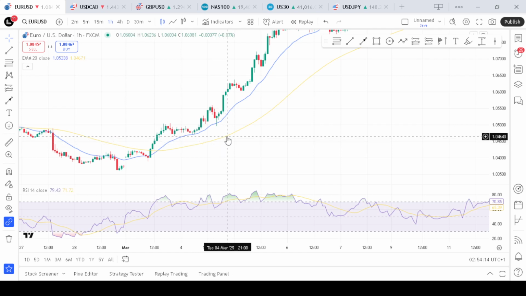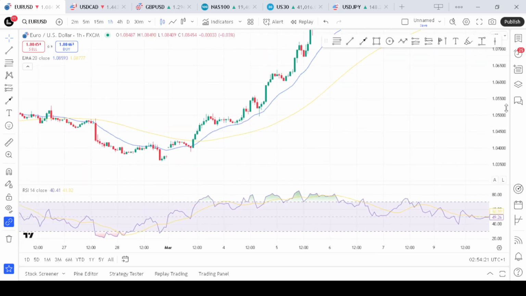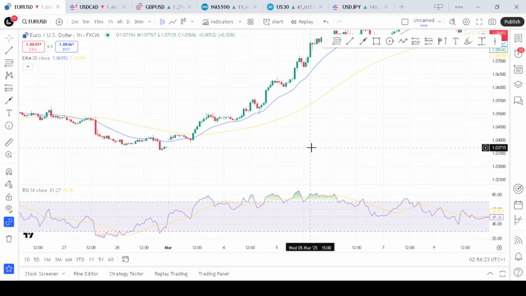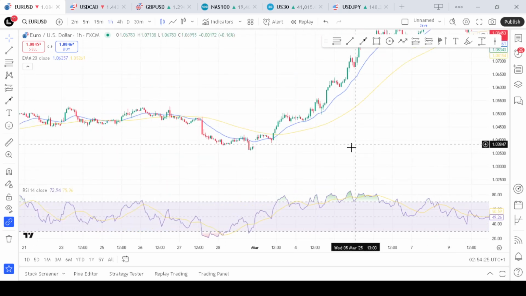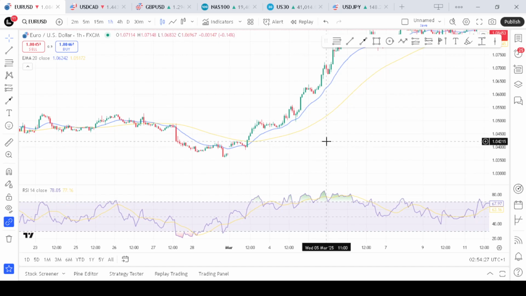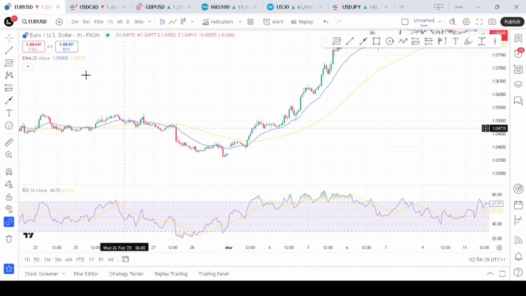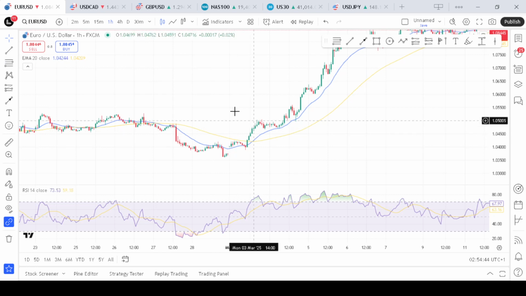let's explore how to implement it effectively in our trading. The strategy is designed to help you capitalize on strong market trends and make informed decisions based on price momentum. To begin, you will need to set up your chart with the necessary indicators. We start by applying the two moving averages to your chart, which are the short term and the long term moving average, which I have applied to my chart.